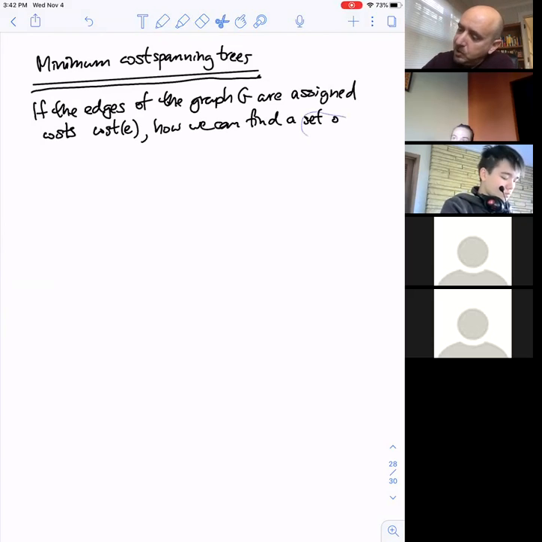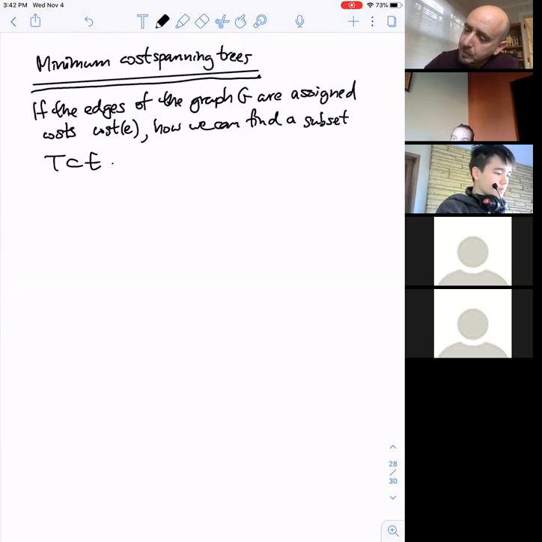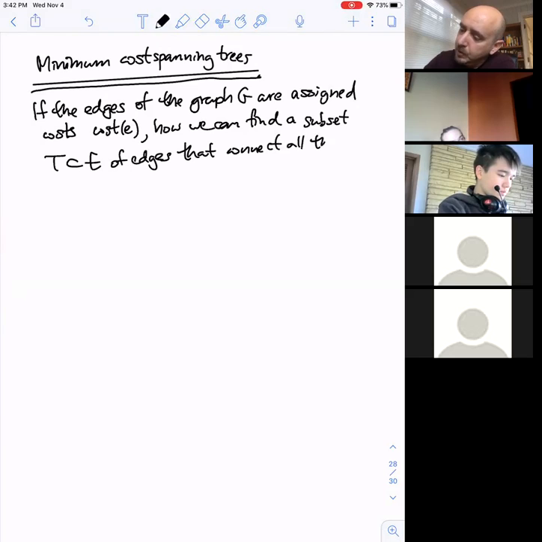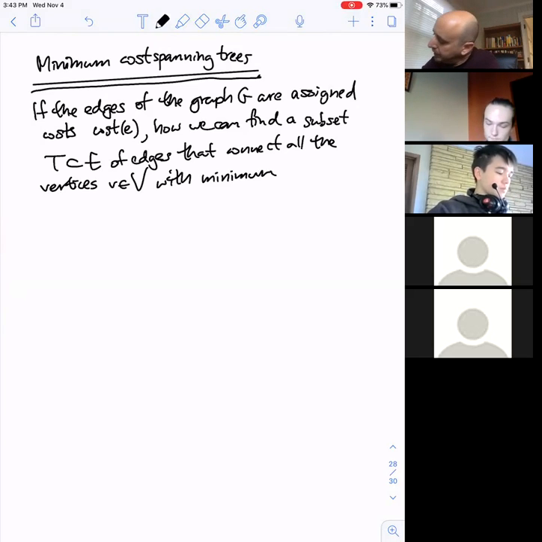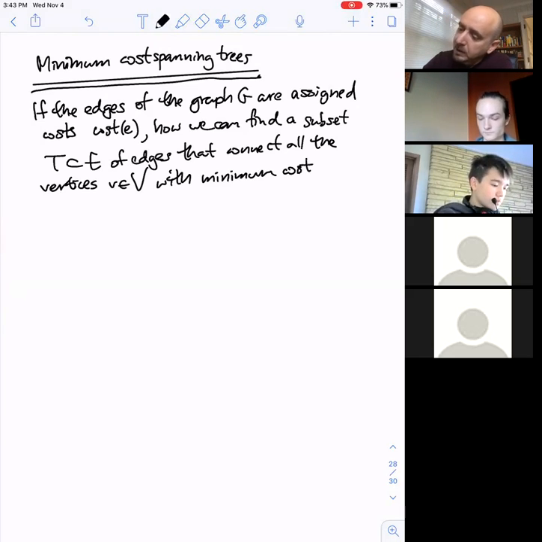Let me write it like this: a subset of edges that connect the vertices with the minimum cost. Minimum total cost. Maybe later I will name that, but let's do it now. Let's call it cost of T. And I just mean the sum of the costs of all the edges that you used.